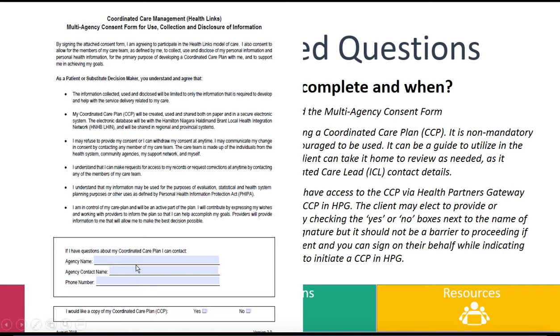The last question on this form also indicates whether or not a client would like to have a copy of their coordinated care plan, which we would highly recommend that they do.